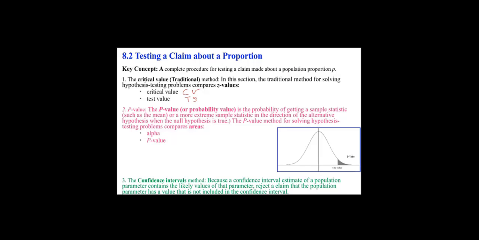Finally, we look at the confidence interval. In the case of the confidence interval for proportion, the results may not be identical because we use a slightly different formula. As you remember, for E, we use p hat and q hat, but for the test statistic, we use p and q. That's the reason. Because the confidence interval estimate of a population parameter contains the likely values of that parameter, reject the claim that the population parameter has a value that is not included in the confidence interval.